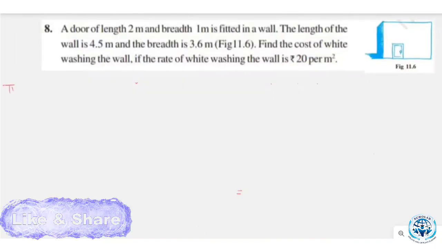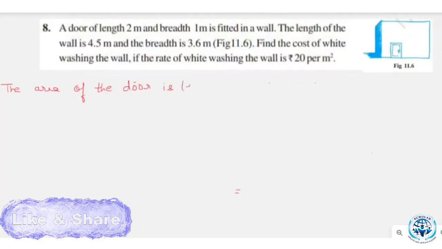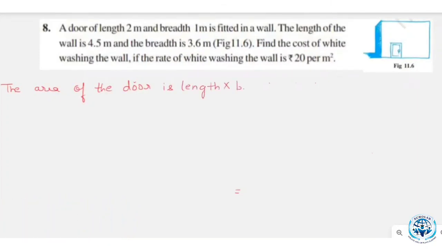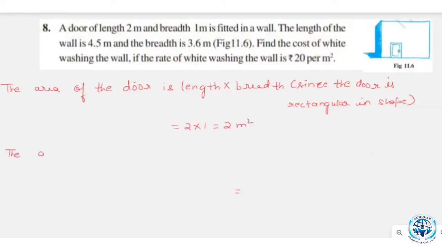The last question is, the door is given. We have to find out the area to be whitewashed. The measurement of the door is given as length 2 meter, breadth 1 meter. So if we have to whitewash the walls, we have to subtract the area of the door to find out the actual area to be whitewashed, right?